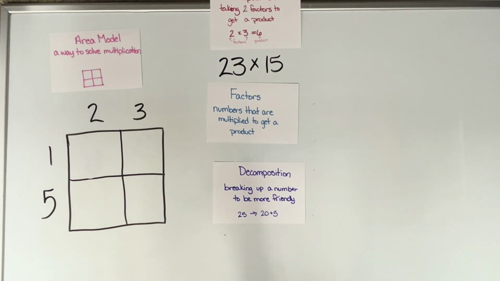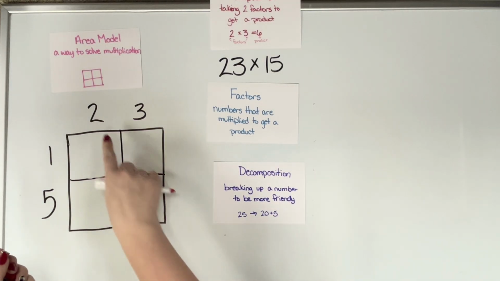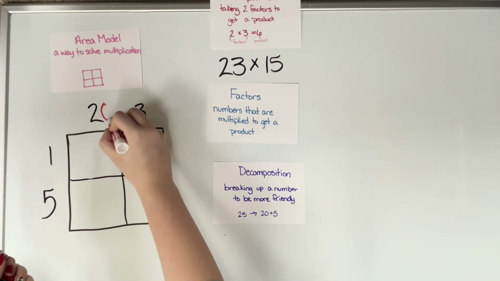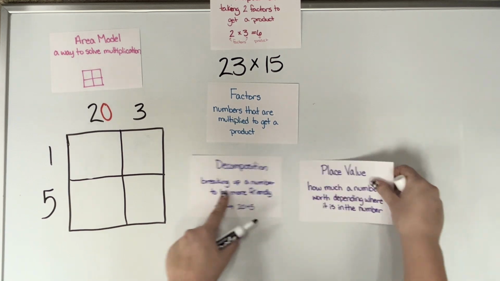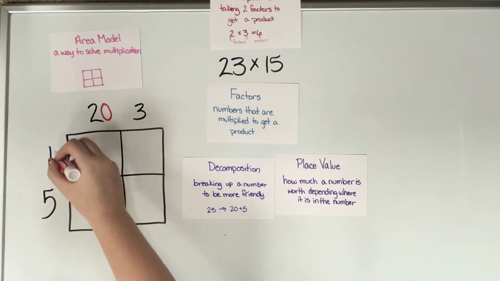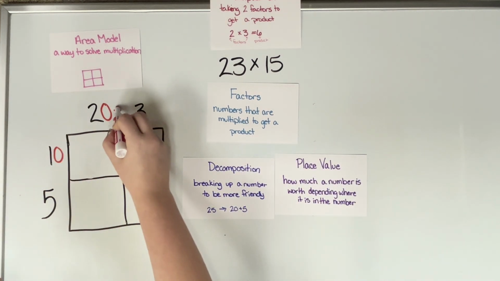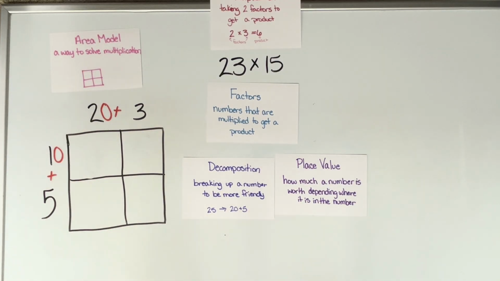So it's actually going to become 20 and 3 to make 23. And we're doing this by place value just to make this a little bit easier. So we have 20 and 3 and 10 and 5. And those will equal our original factors.